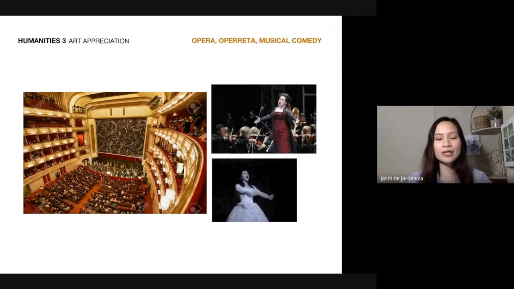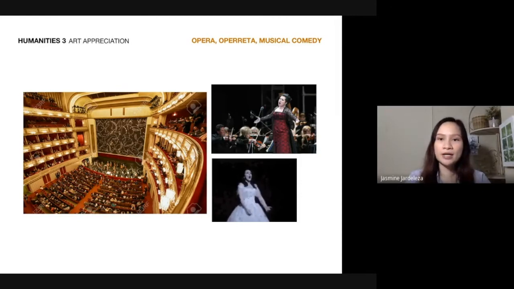There is also a kind of music which is combined with the other arts, and among those are the opera, operetta, and musical comedy. Opera is a drama set to music.